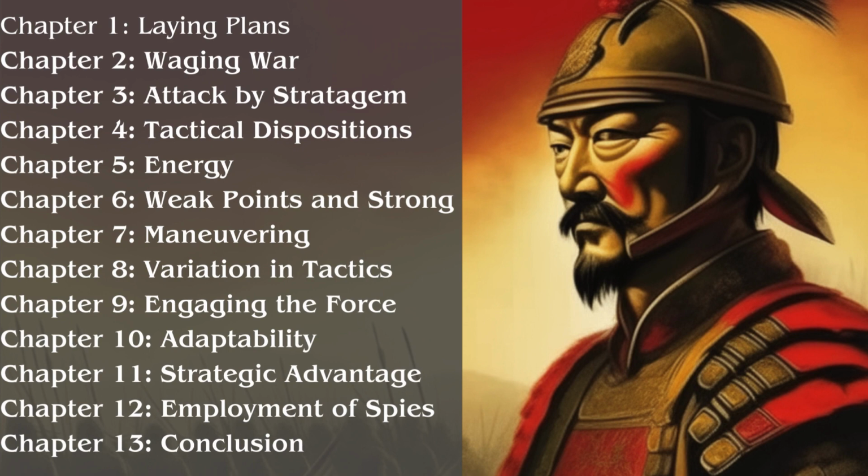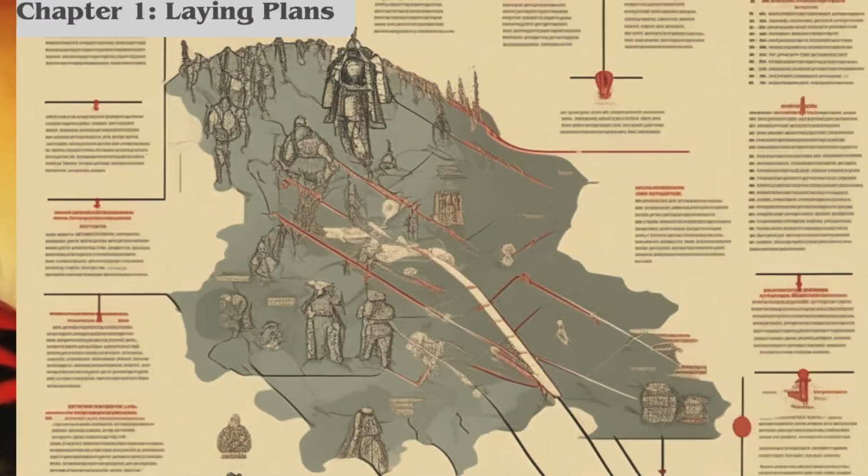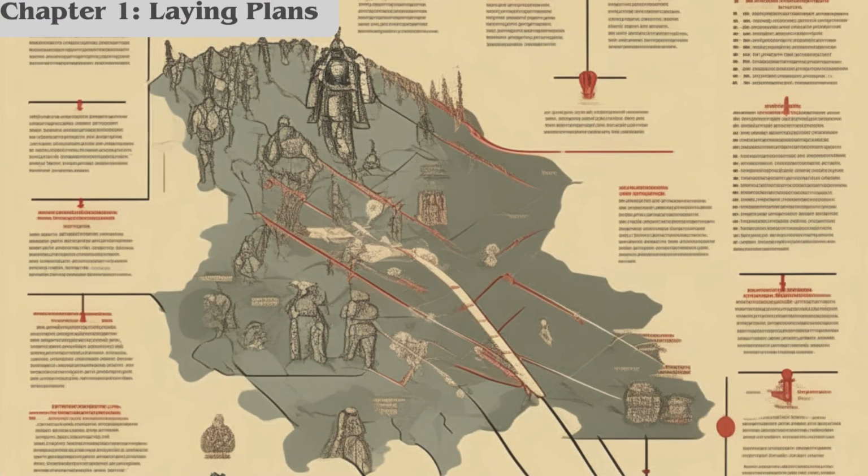This incredible book is divided into 13 chapters, each exploring different aspects of warfare, strategy, and leadership. Chapter 1, Laying Plans. In the opening chapter, Sun Tzu highlights the crucial role of strategic planning. He emphasizes the significance of evaluating the circumstances, comprehending the terrain, and calculating the costs before entering into any conflict. According to Sun Tzu, victory hinges on meticulous preparation.